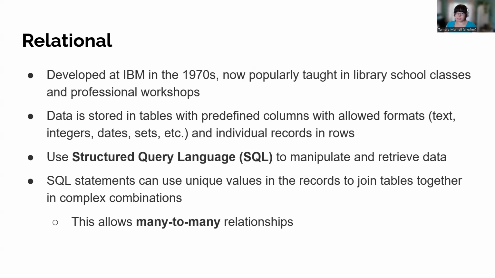And then individual records are in the rows of the tables. And then you can use SQL to manipulate, create, and retrieve this data. So the SQL statements can use the unique values in each of these rows to join tables together in complex combinations and extract whatever information you want out of it. And unlike the hierarchical model, where one object could only have one parent, could have many children, but you were really restricted in where things lived, in SQL, you can have many to many relationships.